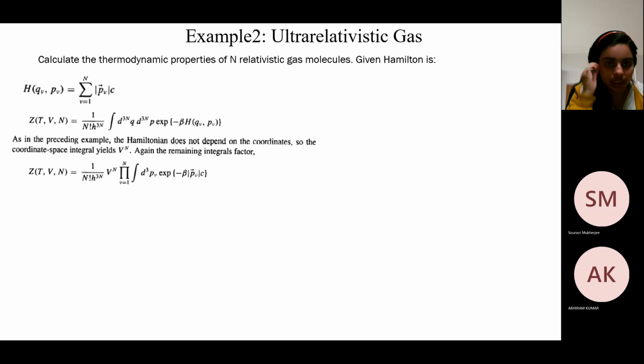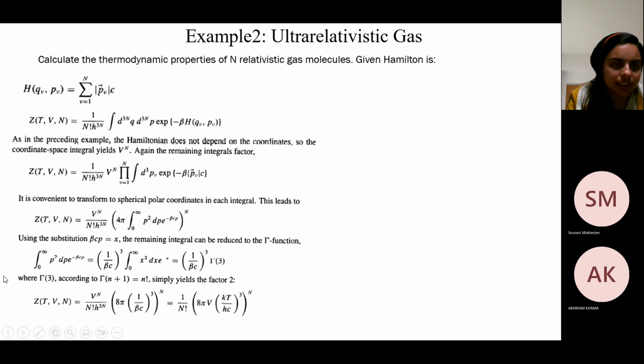Okay, so maybe I'll consider that it's clear. So what we then do is we do this integration, because all of them are same, so we can just do it for one, and then that value to the power n will be our expression. So we change to spherical polar coordinates and we do this integration.